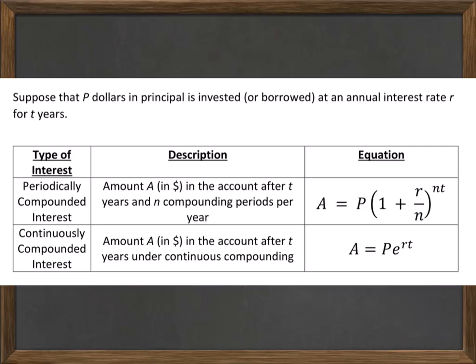Sometimes, instead of being periodically compounded, interest is continuously compounded. In this case, the amount A in dollars in the account after T years under continuous compounding can be represented by the equation A equals P E to the RT.